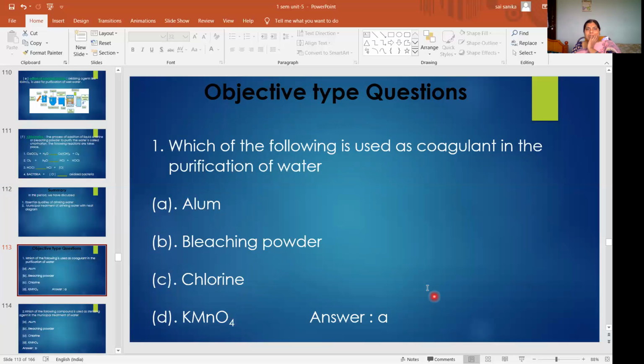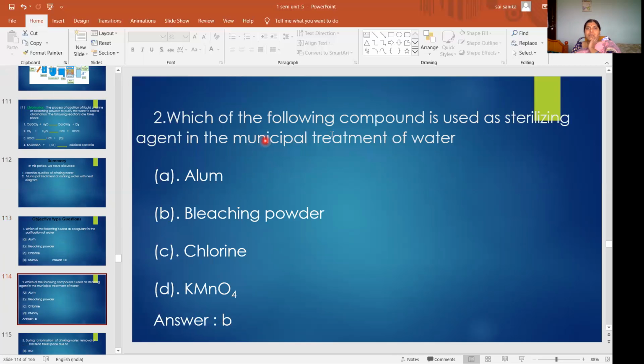So answer A. Which of the following is used as a coagulant in the purification of water? Alum. Answer A is the answer. The next question: which of the following compounds is used as a sterilizing agent in the municipal treatment of water?